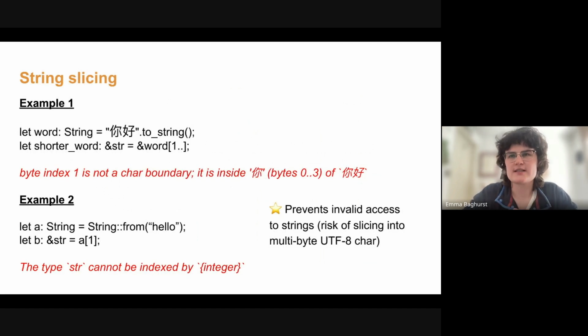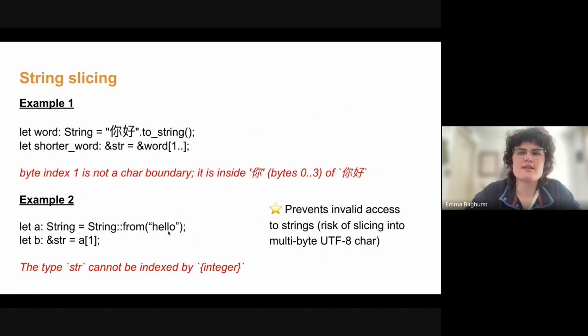So moving on to string slicing. In the first example, I've declared a word, which I think is hello in Mandarin, with 2 Mandarin characters. The second line is trying to access the second character onwards and store that in another variable. But you might remember I said these Mandarin characters are non-ASCII, so they're going to be encoded using more than 1 byte. So actually what this is doing is trying to access the second byte, but that's going to split this character. It's going to try and slice into this first character, which is not what you want. So Rust doesn't allow this and you'll get this error.